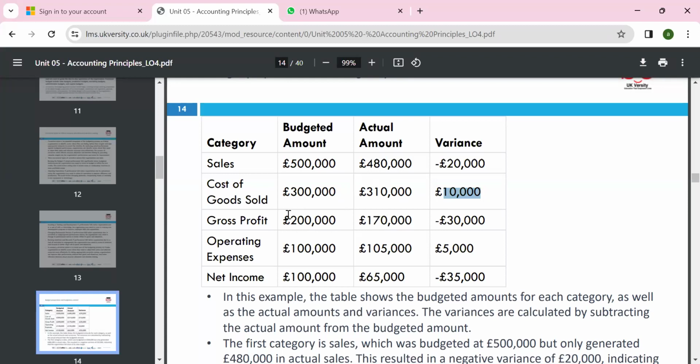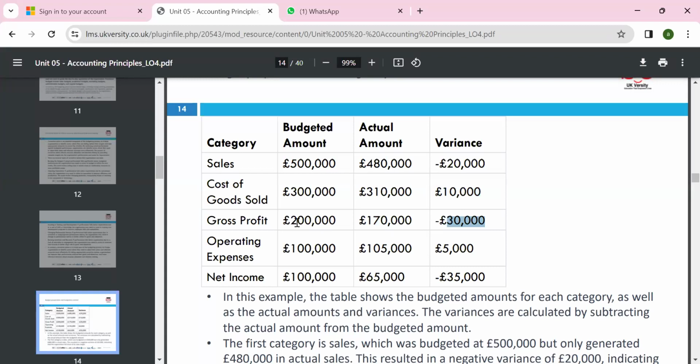Okay. Then we have gross profit, estimated at 200,000, actually it is 170,000. Why is 30,000 short? The reason is that 10,000 is our cost of sales going up, 20,000 is our sales going down, and overall we are worse off by 30,000.